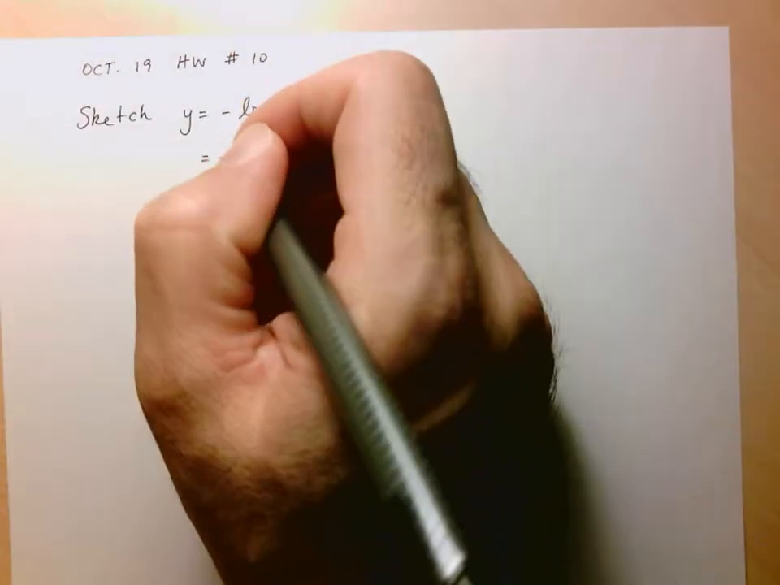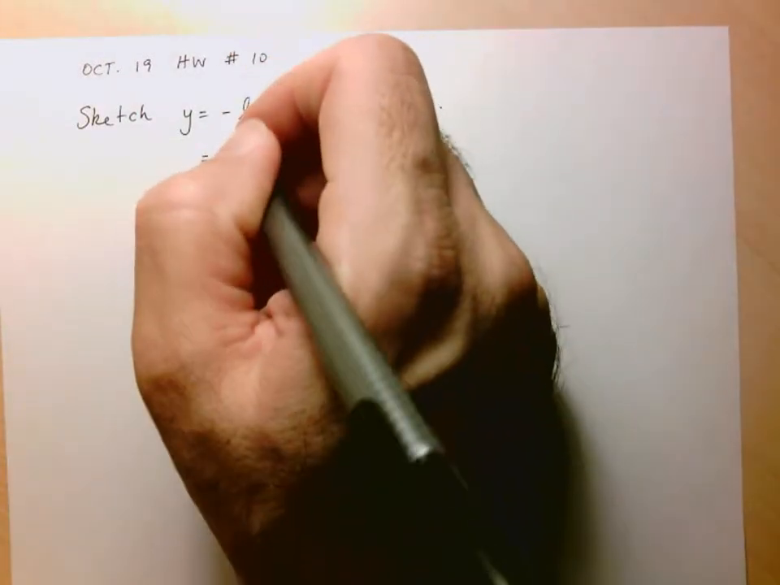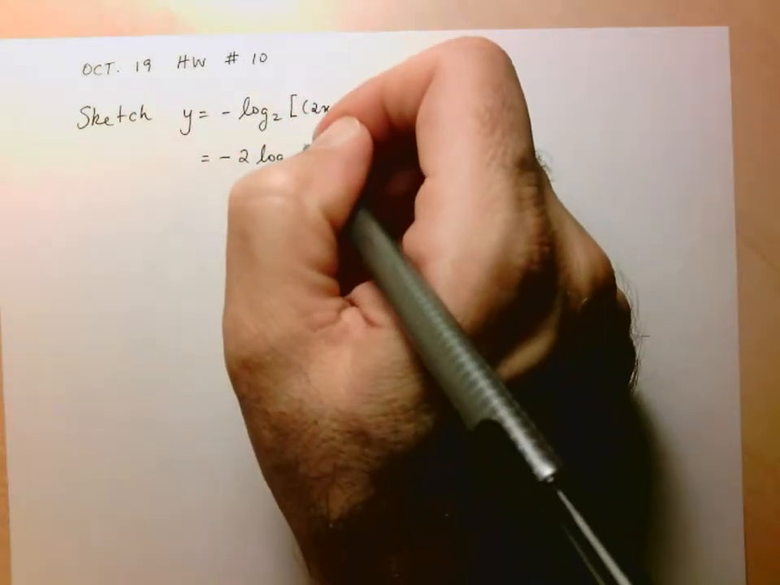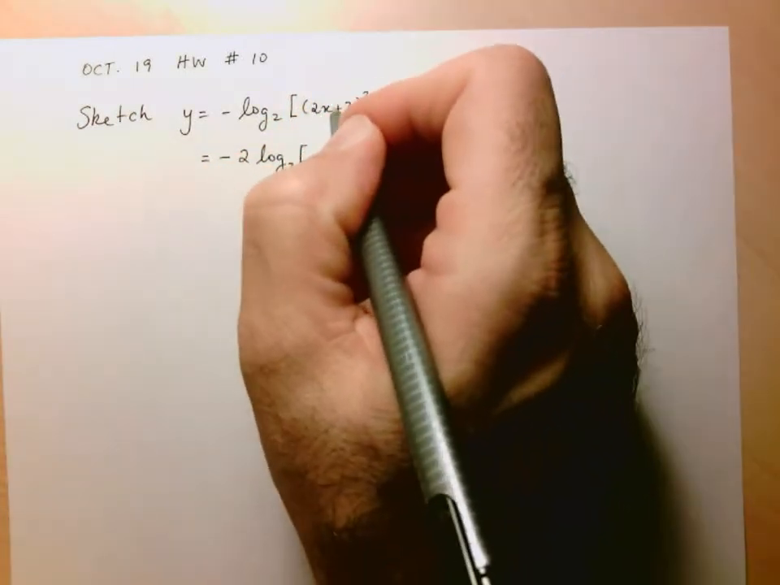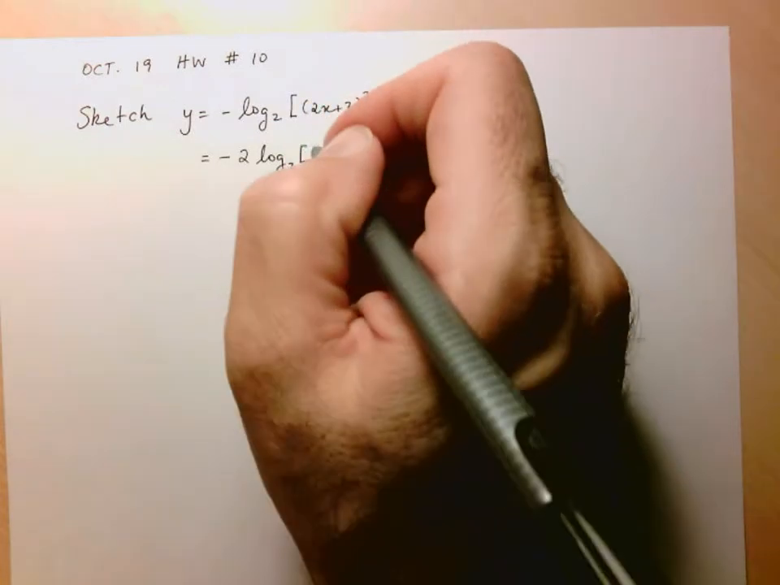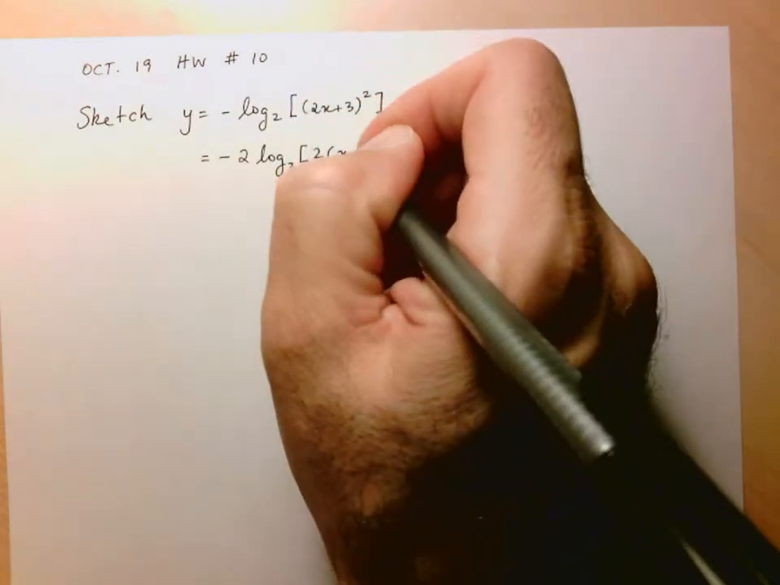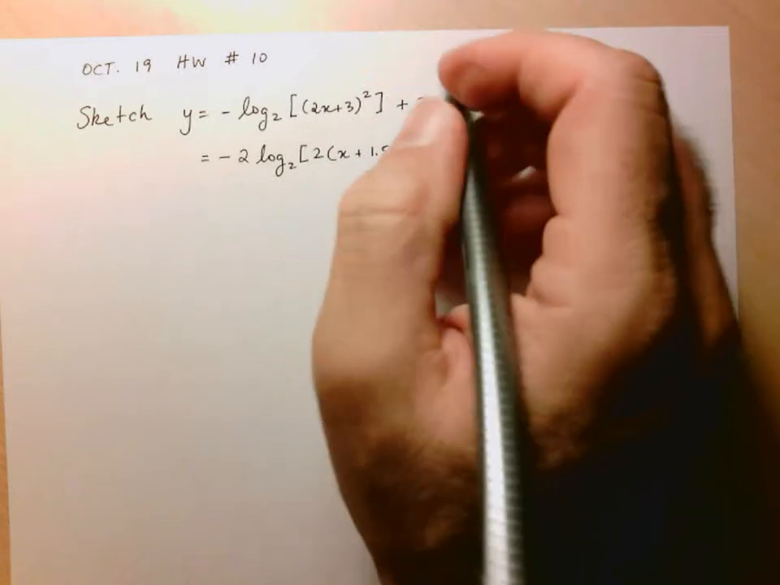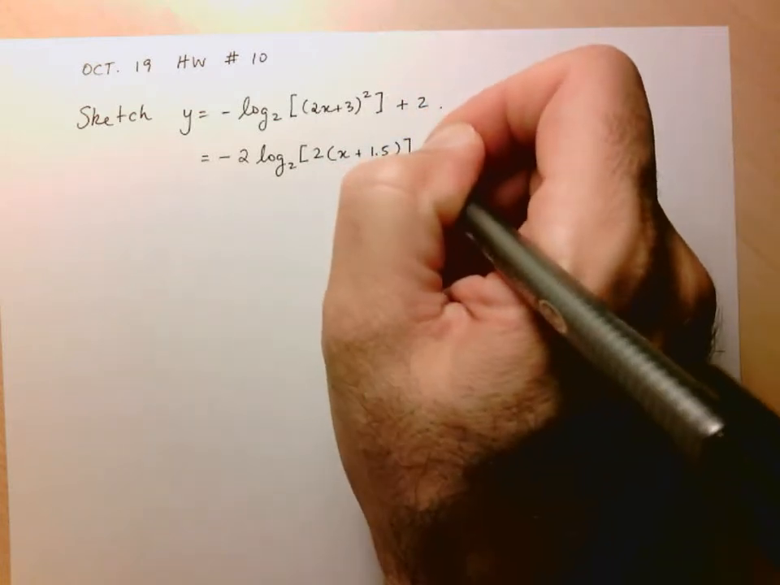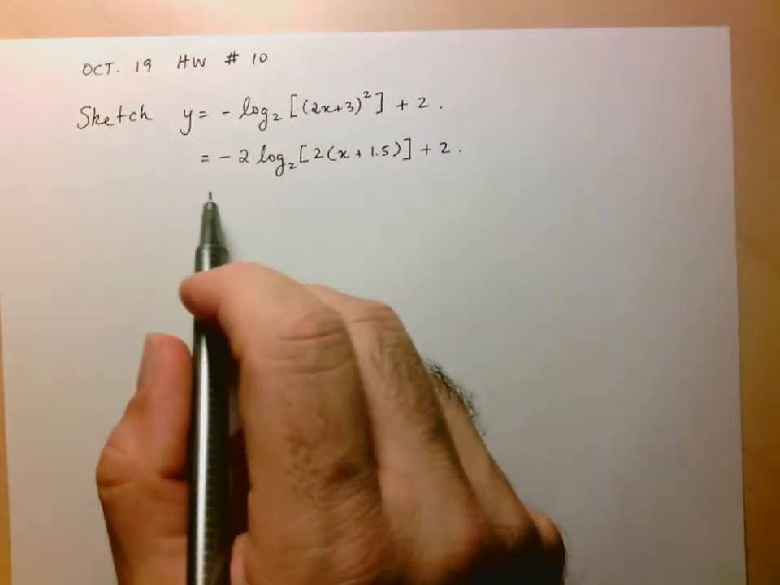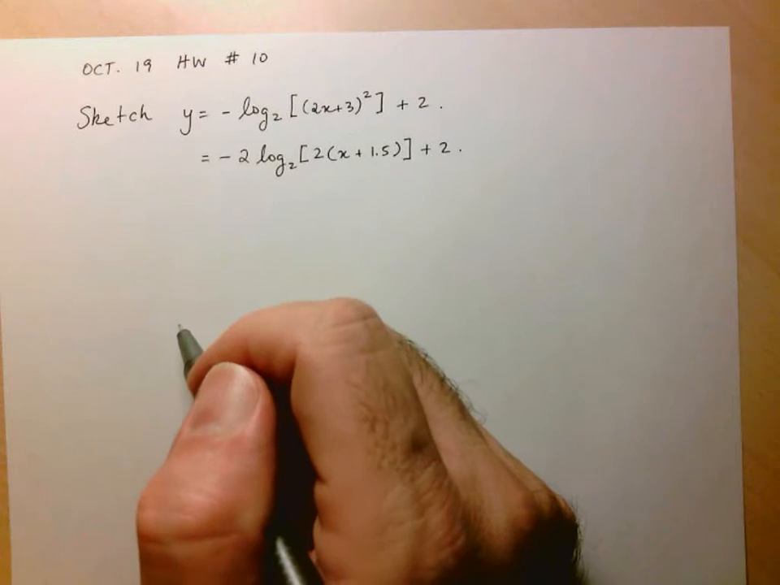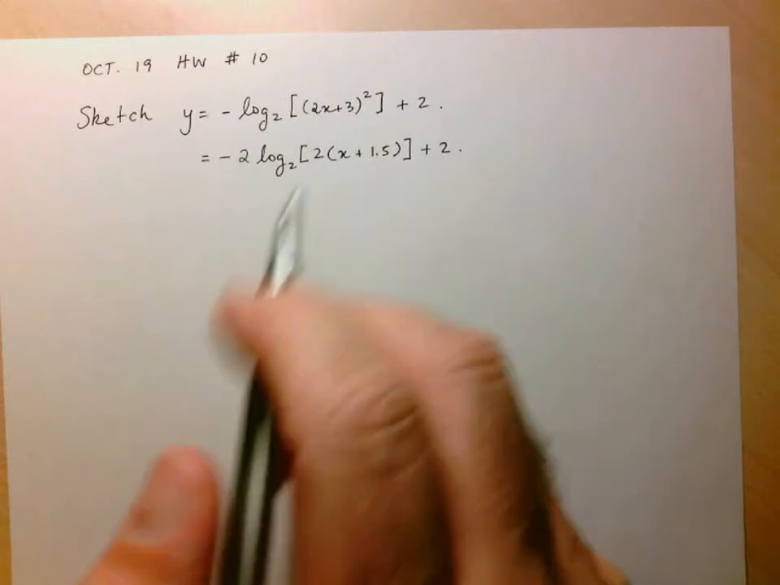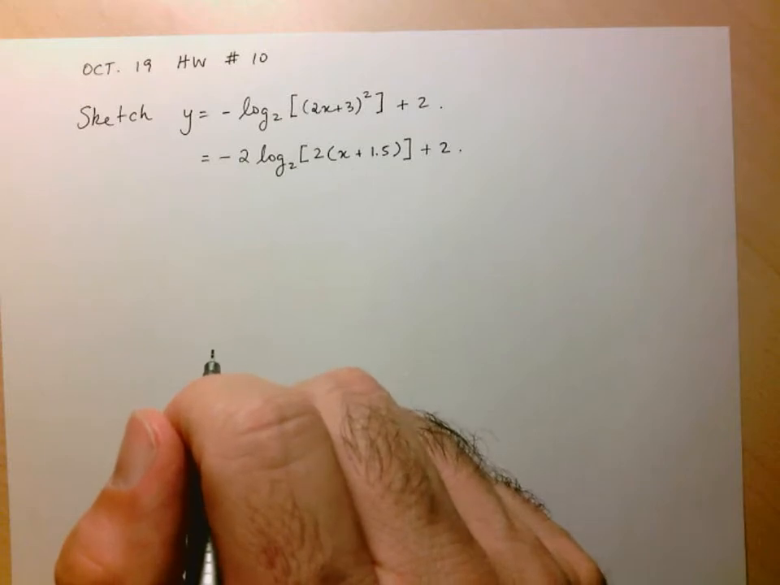So I can rewrite this, bring down the exponent 2 as negative 2 log base 2 of, and here now I'm going to factor out the 2 while I'm at it. So 2 times, and I'm left with x plus, I guess we can put it in decimal form, x plus 1.5, plus 2. Now this looks like a form that's much more familiar to us, because each of these operations can be connected to one of our standard transformations.